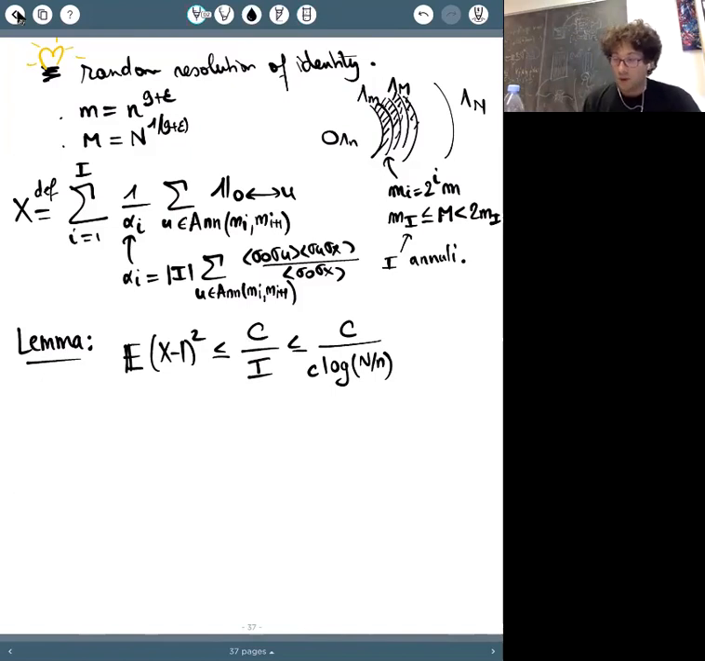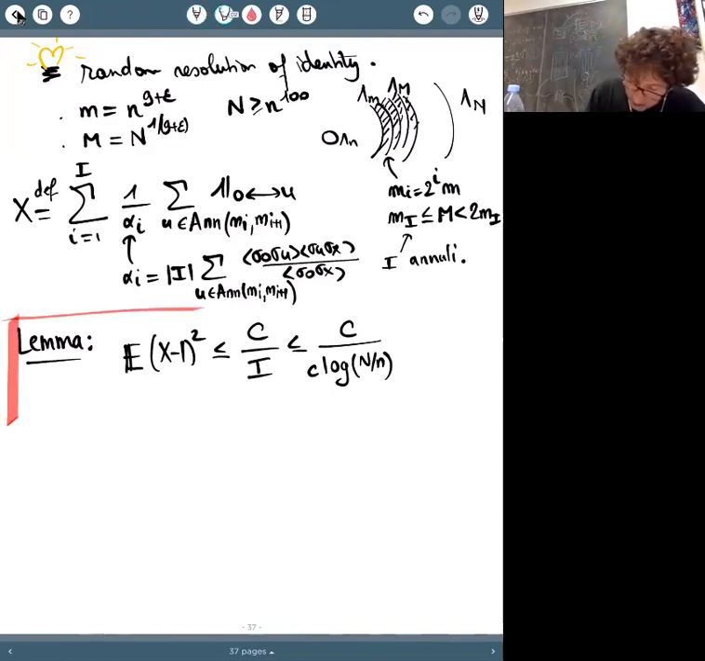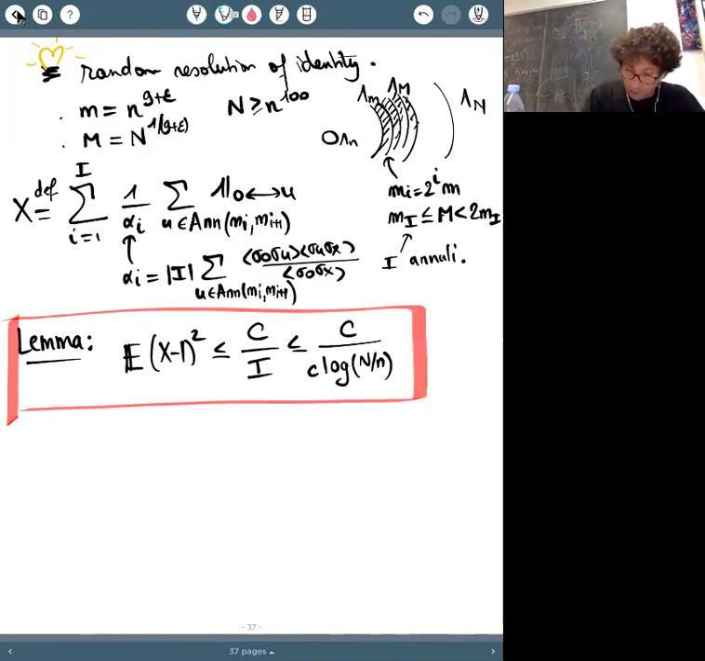Okay. How many annuli do I have between small n and capital N? In the way I defined it, if I take capital N much larger than n to the 9 plus epsilon squared, so let's say take N larger than n to the 100, then I have logarithmically many scales, I mean, logarithm of capital N over small n many scales between lambda m and lambda capital N. Okay, so that's the first lemma. And this lemma, I will prove it after.